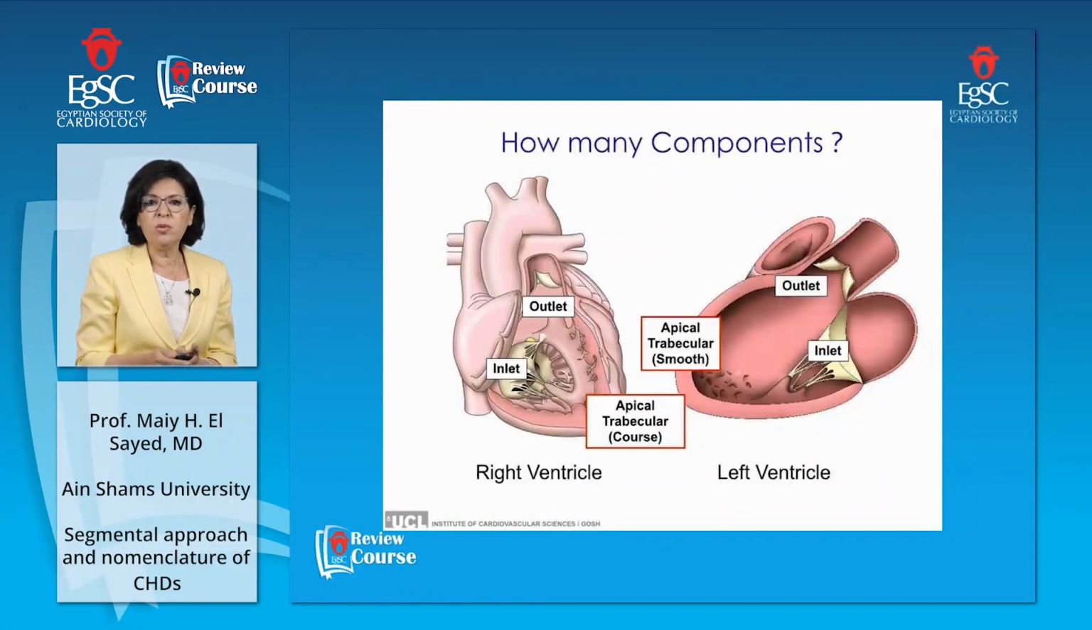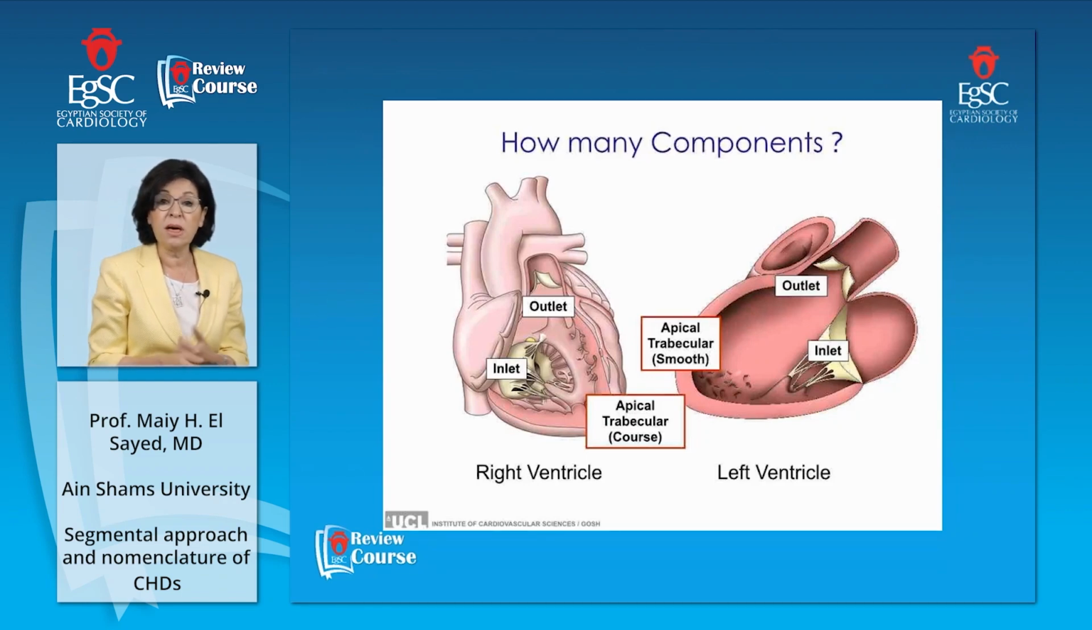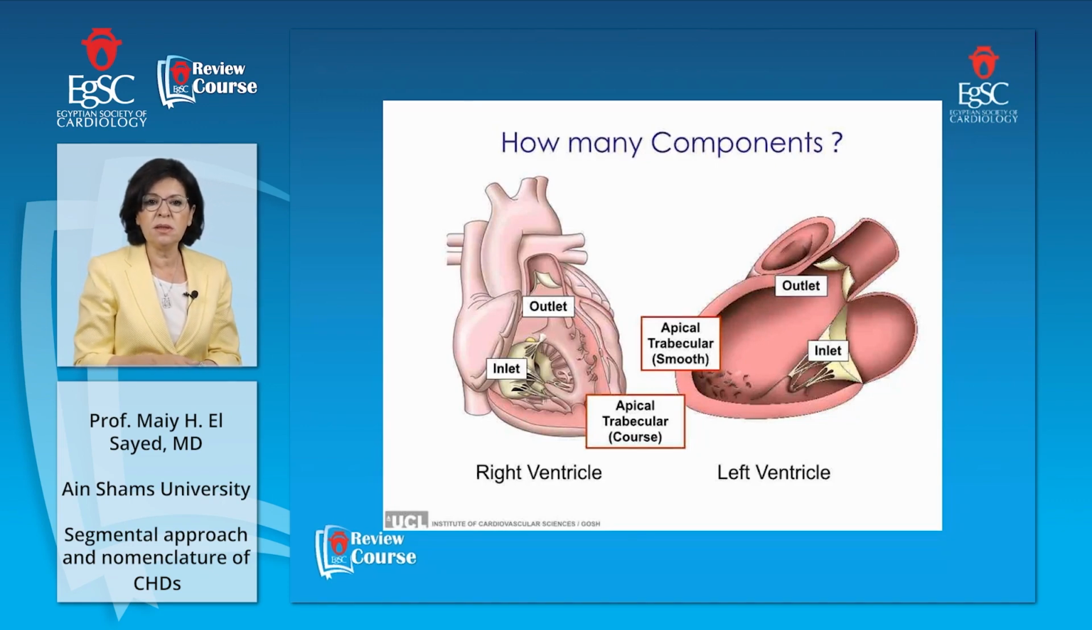So how many components are in a ventricle? There are three components in a ventricle. There is the inlet component, the trabecular component, and the outlet component. Are they different? Yes, they are different. The right ventricle is more trabeculated. The left ventricle is more smooth.